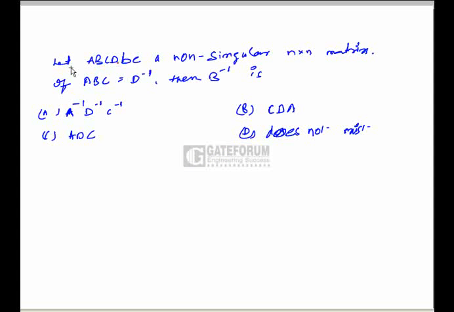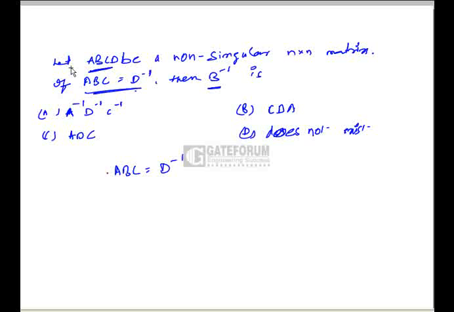It is given that ABCD is a non-singular matrix of order n by n. That means we can find the inverse of the matrix ABCD, and ABC is given as D inverse. We have to find what is B inverse. So ABC is given as D inverse. From this equation, if we can find B, later on we can find the value of B inverse.